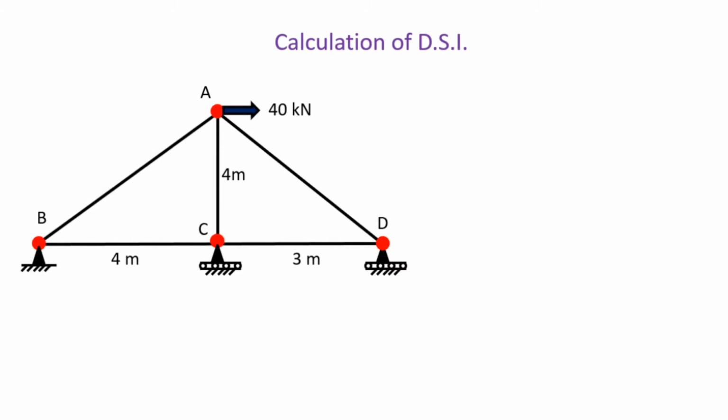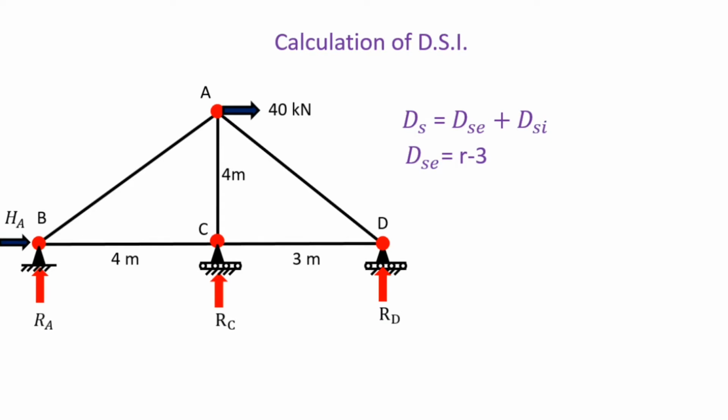The next step is the calculation of the DSI, that is degree of static indeterminacy, where DS is equal to DSE plus DSI. The DSE is the external static indeterminacy and DSI is the internal static indeterminacy. So external static indeterminacy is equal to R minus 3, where R is the number of reactions. These are RA, RC, RD and HA, so DSE is equal to 4 minus 3, which is 1. So the degree of static indeterminacy externally is 1.